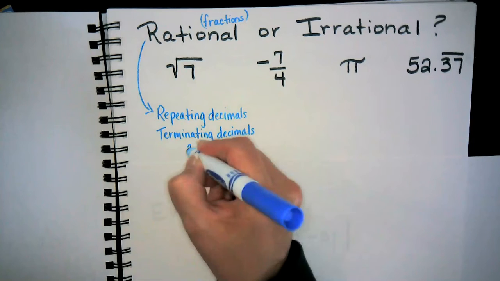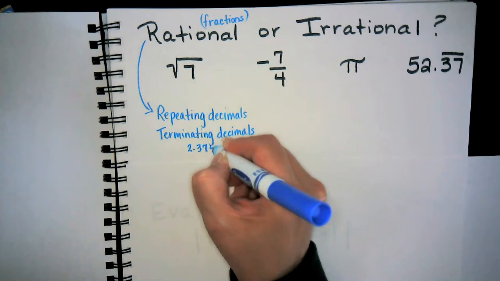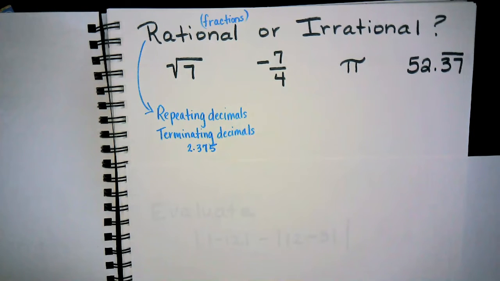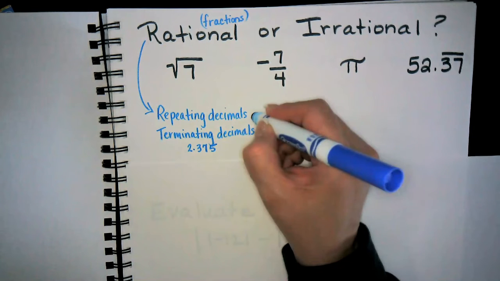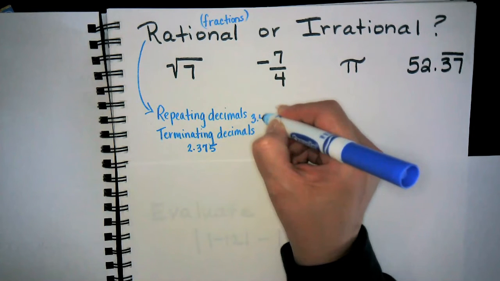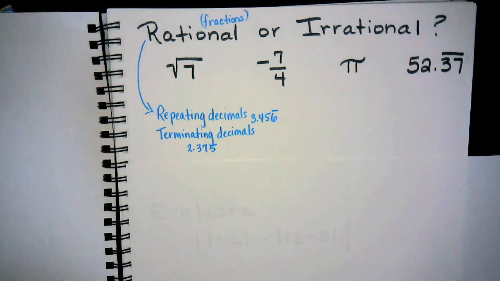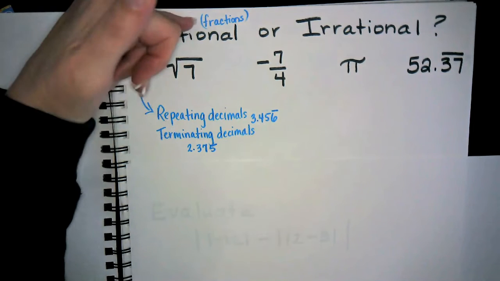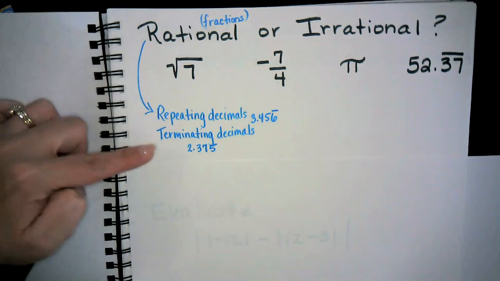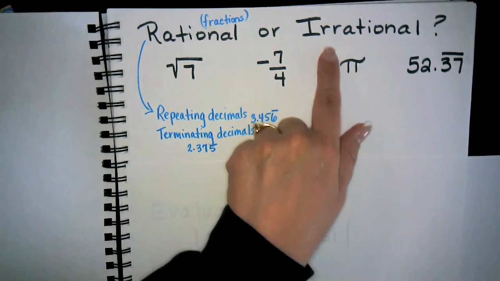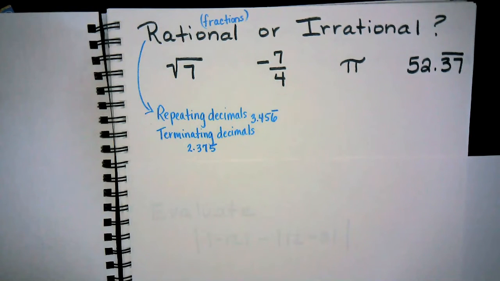So this might be something like 2.375. That is a decimal that stops. Whereas a repeating decimal might be like 3.456, and the 6 just keeps repeating. If it doesn't fall into a fraction, a repeating decimal, or a terminating decimal, then it is considered irrational.